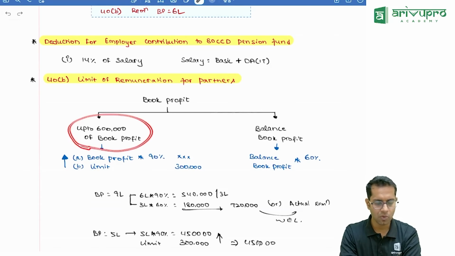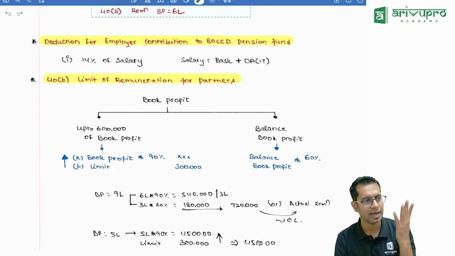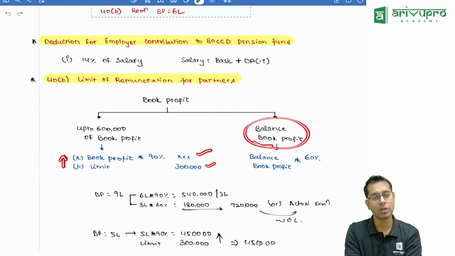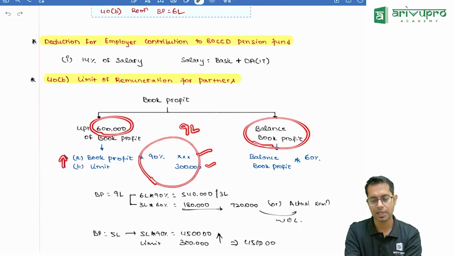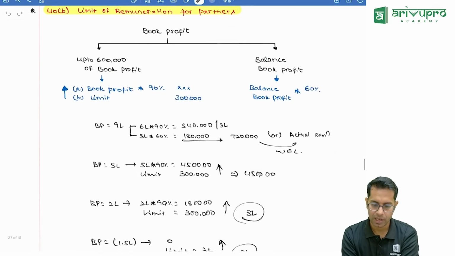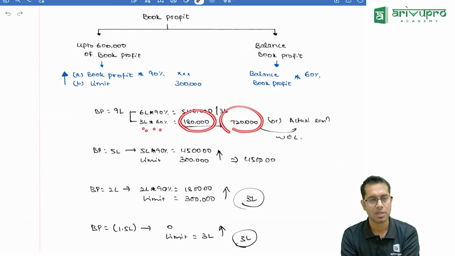So up to 6 lakhs of book profit, meaning if your book profit is 1 lakh, 2 lakh, 5 lakh, or 6 lakhs, how much remuneration can you pay? 90% of book profit or 3 lakh rupees, whichever is higher. For any amount more than that, if my book profit is, let us say, 9 lakh rupees, then for the first 6 lakhs I will follow this. And for the remaining 3 lakhs, I'll take the balance book profit into 60%. So for example, if it is 9 lakh, 6 lakhs into 90% is 5 lakh 40,000, or 3 lakhs, and 3 lakhs, which is the excess amount, into 60%. So total I can give is 7 lakh 20,000.